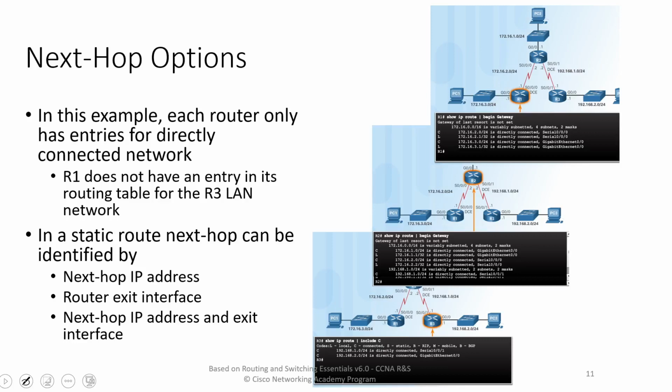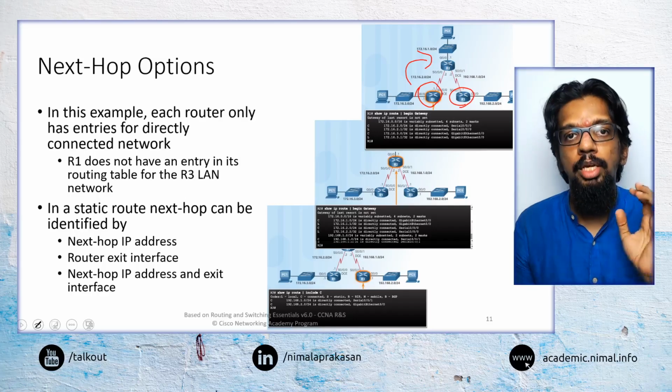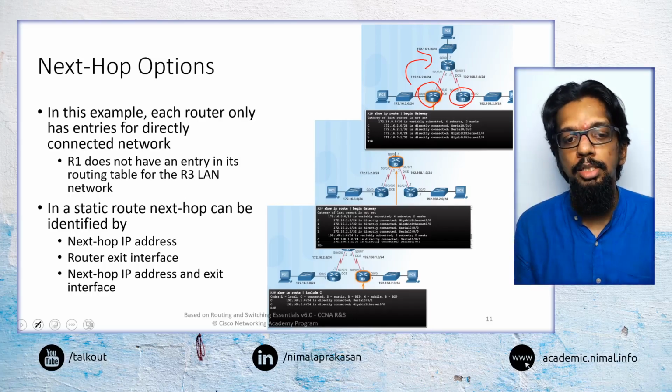So when configuring these next hop routes, we will have a number of ways to do that. Say for example, from router 1, if we want to set up a routing to router 3, we have to say the traffic needs to go to router 2. So that is the next hop that we are configuring. And we will have 3 different ways of configuring this next hop.